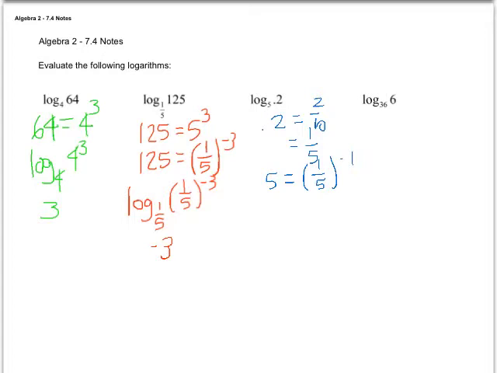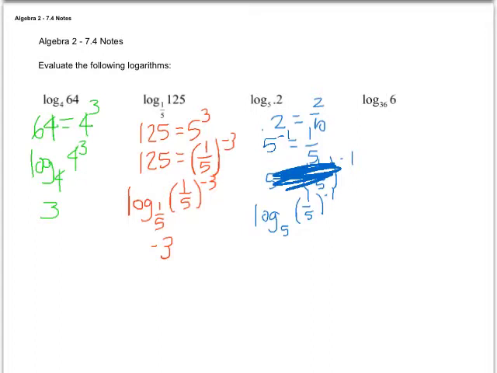So what I really have is a log base 5 of 1/5 to the negative 1 power. And so again, since my base, oops, that should be 5 to the negative 1. What have I done here? This right here should be 1/5 is equal to 5 to the negative 1. There we go.